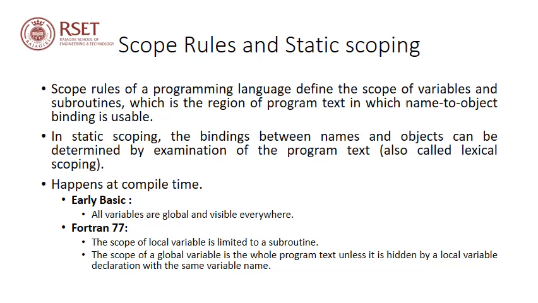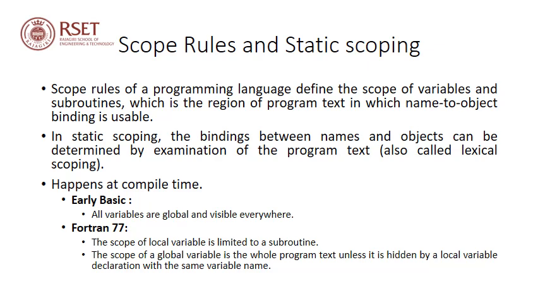In static scoping, the bindings between names and objects can be determined by examination of the program text. It's also called lexical scoping. We'll shortly see why it is called lexical scoping. Most modern programming languages follow static scoping, and static scoping happens at compile time.